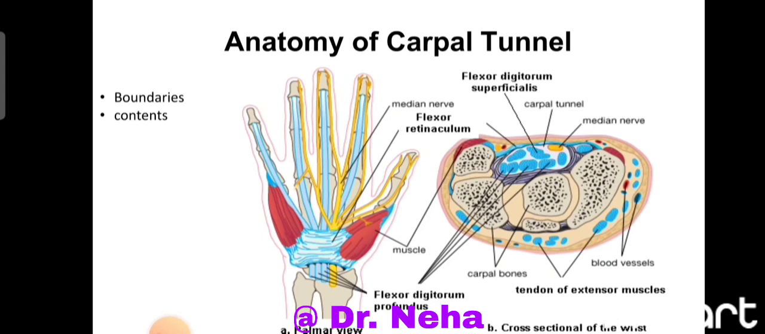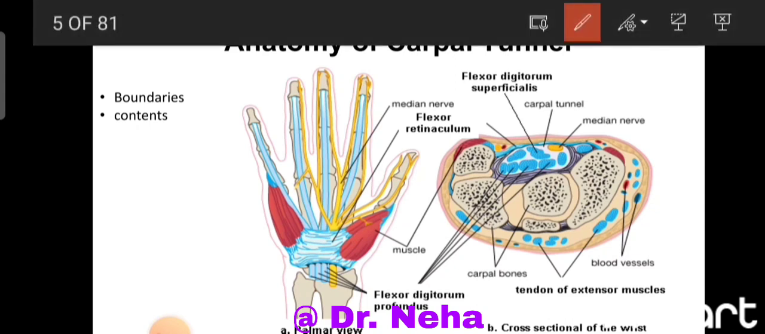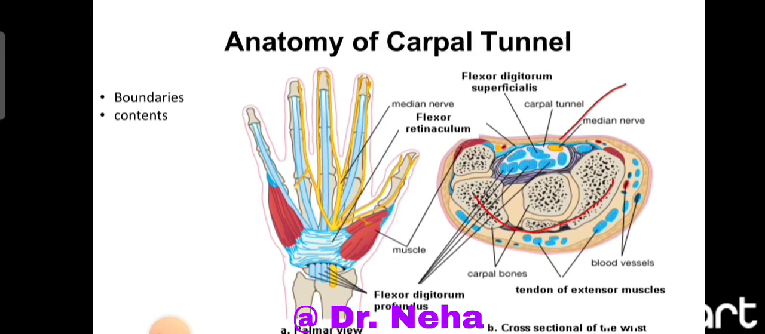Now the anatomy of the carpal tunnel. The carpal tunnel is bounded posteriorly by the carpal bones and anteriorly it is bounded by the flexor retinaculum. So in the diagram we can see the posterior boundaries. This is formed by the carpal bones and anteriorly it is bounded by the flexor retinaculum.